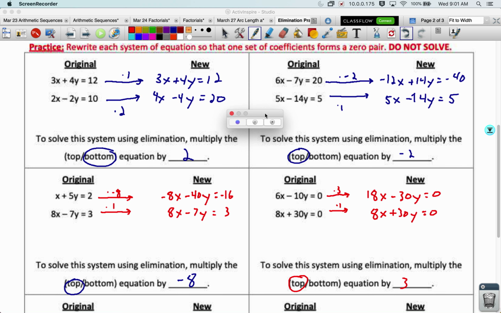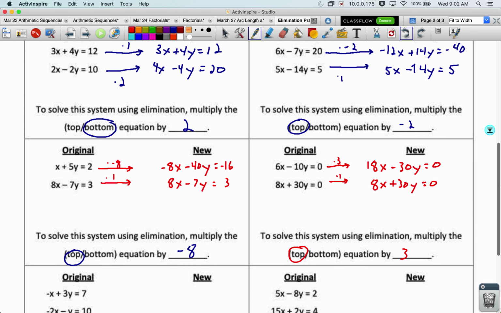All right, here's my work for these. So for this one here, I multiplied the top by -2. That made a zero pair with the y's, 14y, -14y. For this one, I multiplied the top by -8. That made a zero pair with the x's, -8x and +8x. For this one here, I multiplied the top by 3. That made a zero pair with the y's, -30y and +30y. All right, just a couple more.